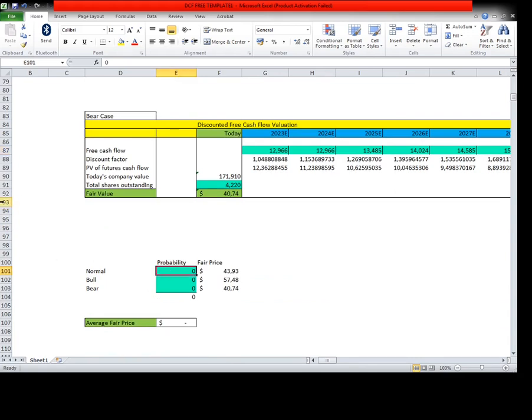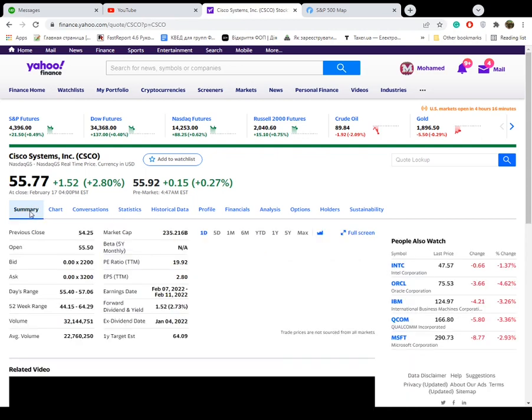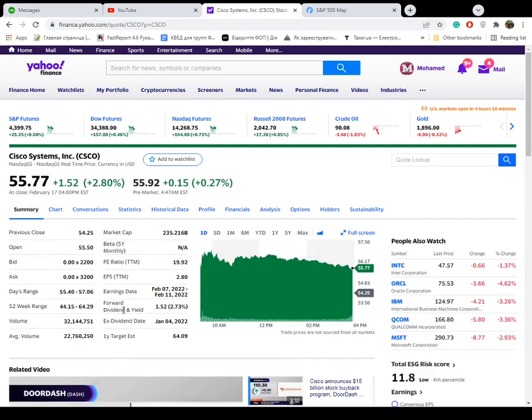So let's put some probabilities. Let's suppose that the normal case has a probability of 50% to happen. The bull case has a probability of 30% to happen, and the bear case has a probability of 20% to happen. And there we receive the average fair price for the stock of $47.35. At this moment, the stock is trading at $55.77, at a premium, and we should not forget that we also have a forward dividend of 2.73%.